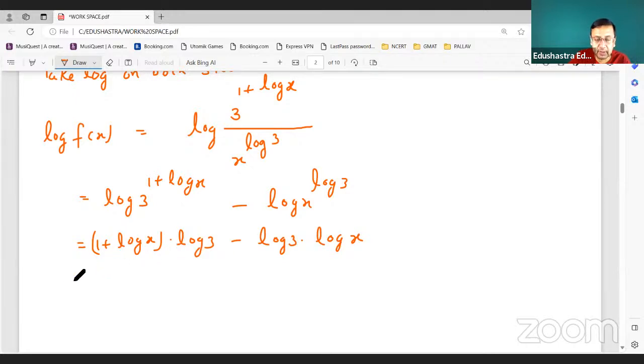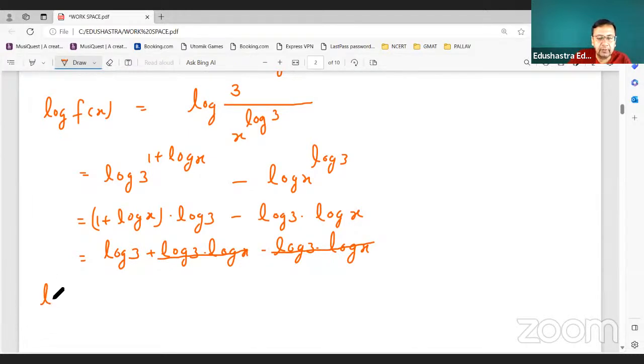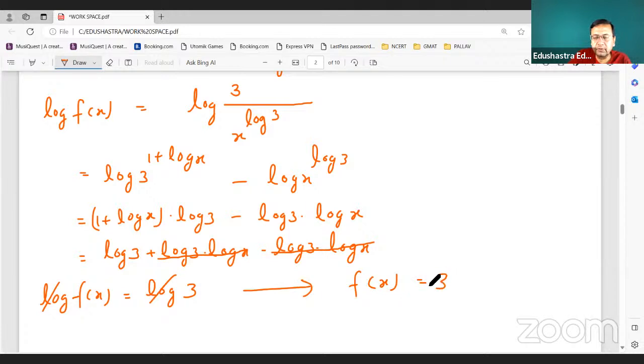Okay. Open up this bracket. So log 3 plus log 3 times of log x minus log 3 times of log x. So this and this is cancelled, right? So what is the leftover part? That is log f of x is equal to log 3. Cancel the log. My final answer is coming out to be f of x is equal to 3.